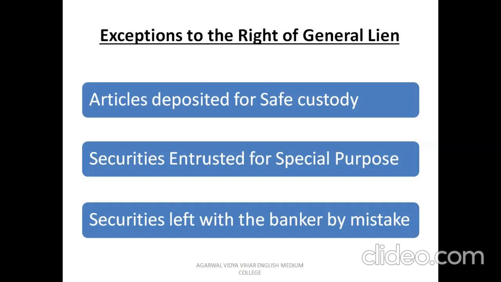The second one is securities entrusted for a special purpose. The securities or goods which are handed over to the banker for any special purpose cannot be subject to the banker's general lien, because such a contract is inconsistent with the right of a lien. It means when the customer entrusts certain securities or goods to the banker for any special purpose, for example for selling them, the right of general lien would not be available to the banker.